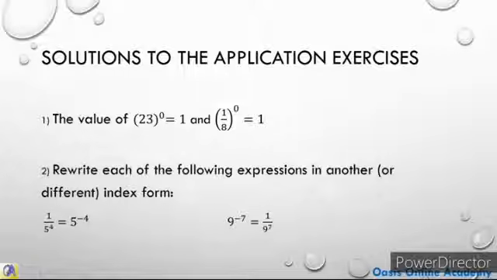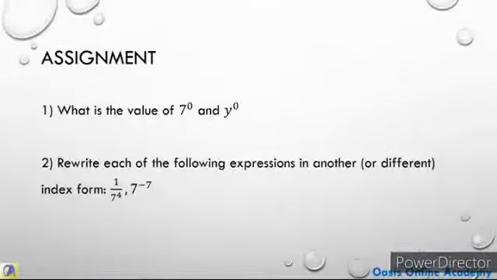The first question has numbers written to the power 0, so each of them is equal to 1. In the second question, 1 all over 5 to the power 4 is equal to 5 to the negative 4, and 9 to the power negative 7 is equal to 1 all over 9 to the power 7. I hope you had the same answers. If not, then you check your correction.